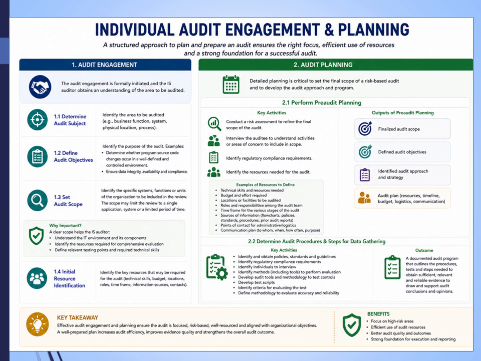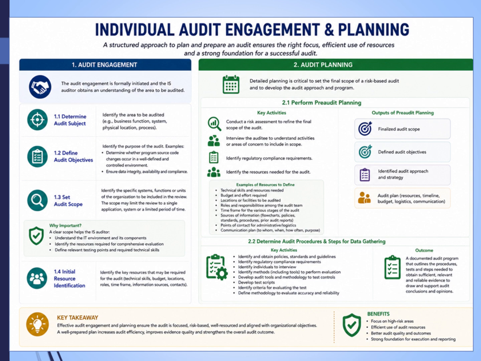Effective audit engagement and planning provide the foundation for a successful audit. Before testing begins, the auditor must clearly understand what will be audited, why it is being audited, and how the audit will be performed. The process starts with defining the audit subject, objectives, and scope. This helps identify the systems, processes, locations, and risks that will be included in the review, while ensuring the audit remains focused and aligned to organizational objectives.